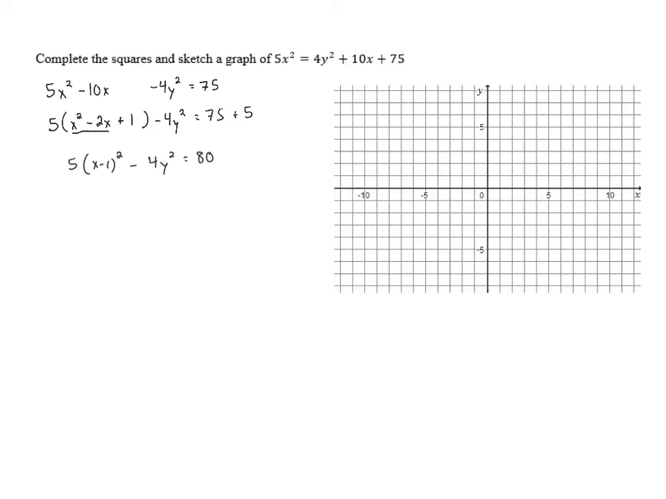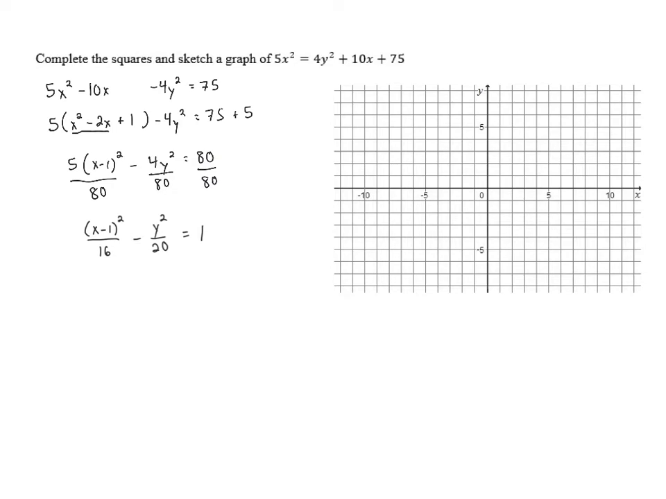And we're starting to see something that is looking like a hyperbola, because we've got a positive x squared term and a negative y squared term. So we want the constant term to be 1, which means we've got to divide both sides by 80. When we do this, 5/80ths reduces to 1/16. So we've got x minus 1 quantity squared over 16, minus 4/80ths reduces to 1/20th, so y squared over 20 equals 1.